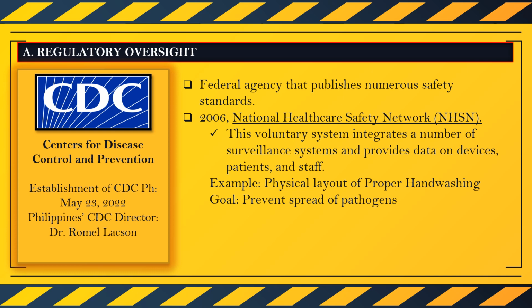In 2006, CDC introduced the National Healthcare Safety Network, or NHSN, which is a voluntary system that integrates a number of surveillance systems and provides data on devices, patients, and staff. One famous example is the physical layout of proper hand washing, and take note, class, that CDC, as we all know, has one main goal, and that is to prevent the spread of pathogens.